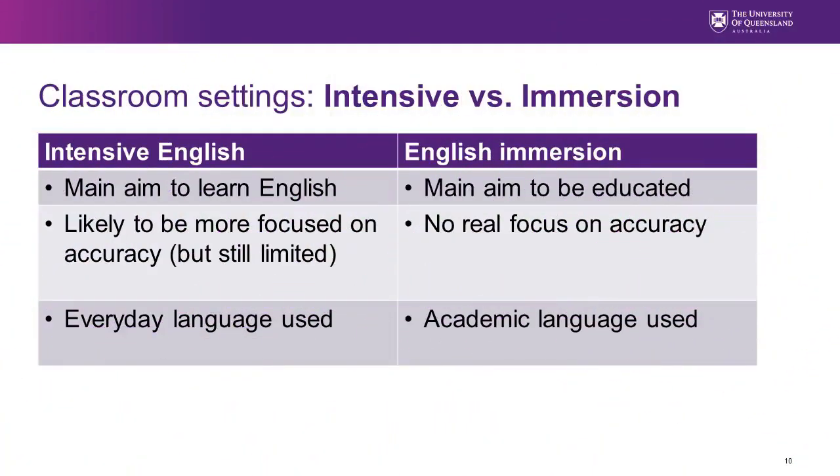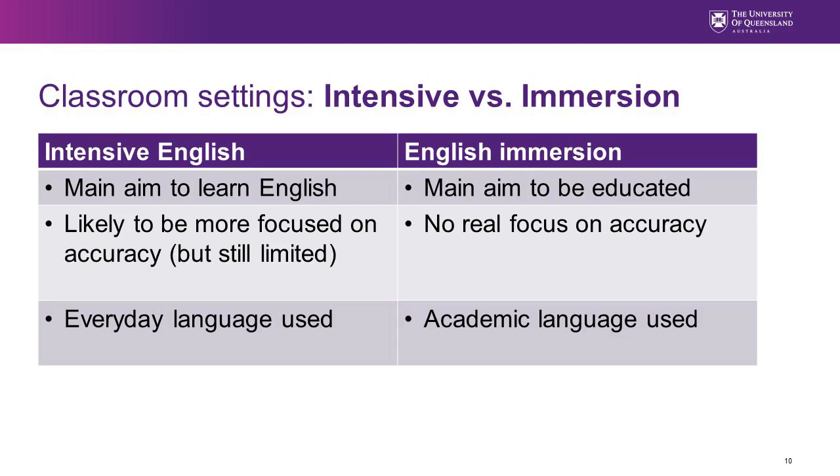Now I will present another comparison between intensive English and English immersion settings. It can be said that the main aim of intensive English program is to help learners to learn English, whereas the main aim of English immersion is to educate learners about different subject matters. With the difference in terms of aims, for English immersion program, there is no real focus on accuracy. Meanwhile, for the intensive English program, there may be a bit more focus on accuracy. However, it's still very limited.